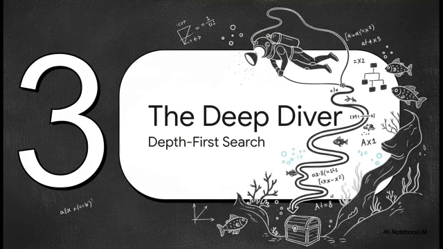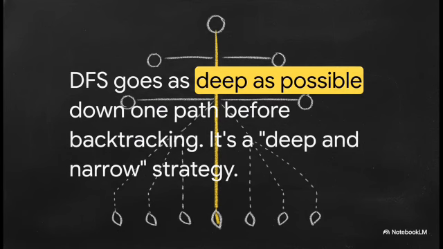Okay, so if BFS is our cautious planner, what's its polar opposite? Well, meet Depth-First Search, or DFS. This one is no cautious explorer. Oh no, this is an adventurous deep diver, and it's always in a race to the finish line. DFS has a total one-track mind. It picks a direction and just goes. It dives deeper and deeper and deeper down one single path, ignoring everything else around it. It only stops when it either finds the goal or smacks into a dead end.